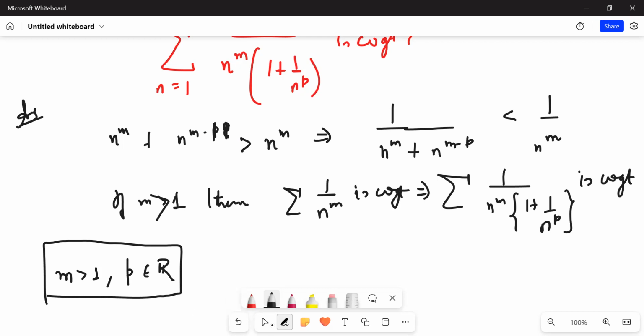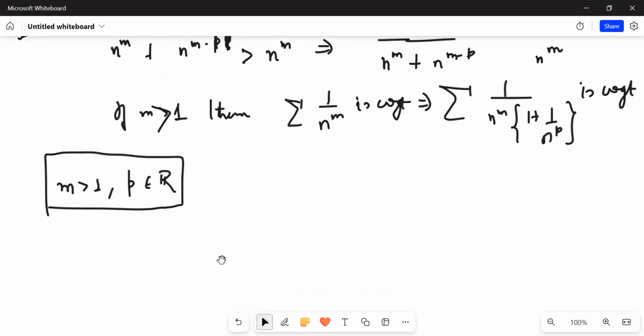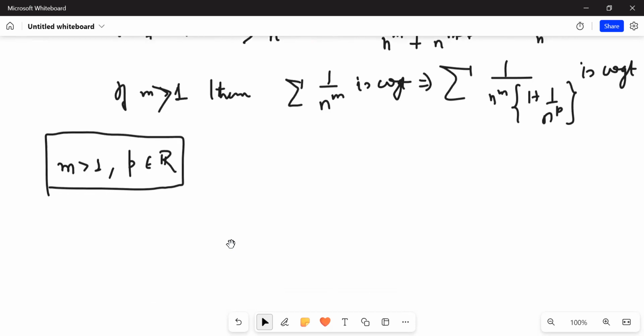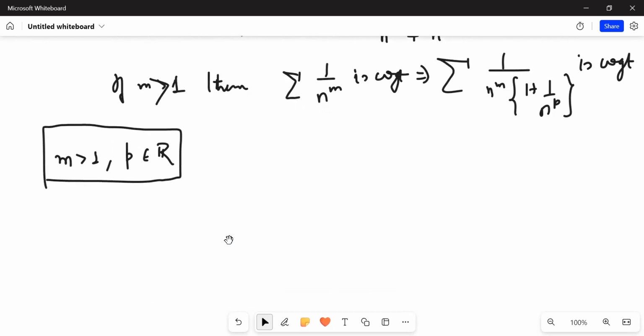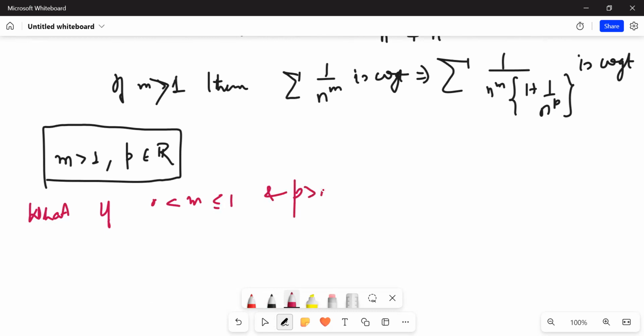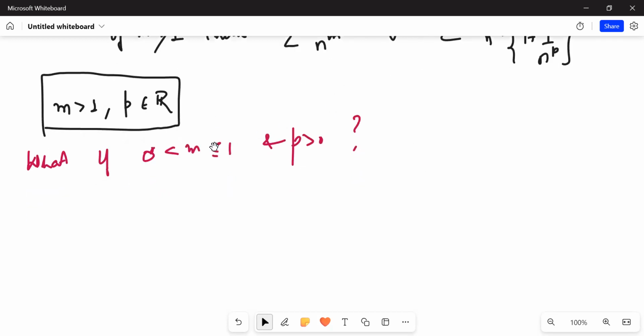Now, what if m is lying between 0 and 1? I'm just giving you a question. Think about this. What if m lies between 0 and 1 and p is greater than 0? Let us take it for simplicity that p is greater than 0. However, we've proven that the convergence of this particular series does not depend upon p. It only depends upon the convergence of 1 upon n raised to power m, which implies that m should be greater than 1. What do you think about this?